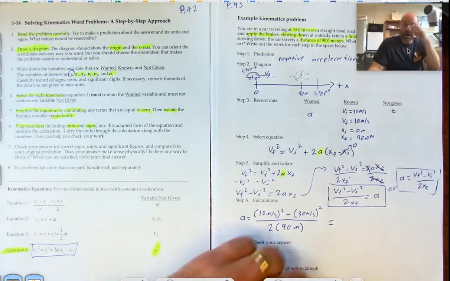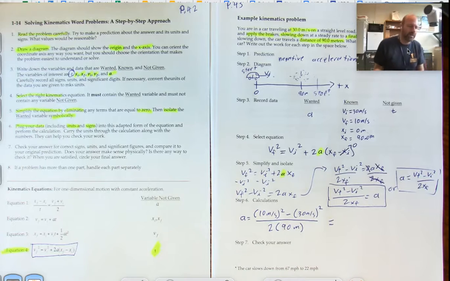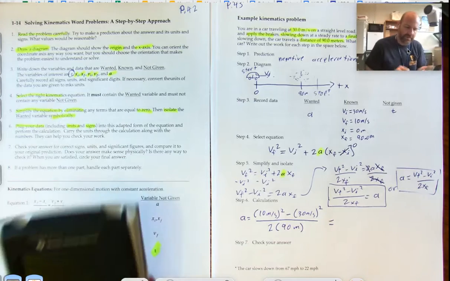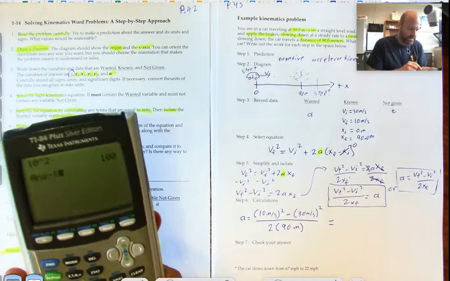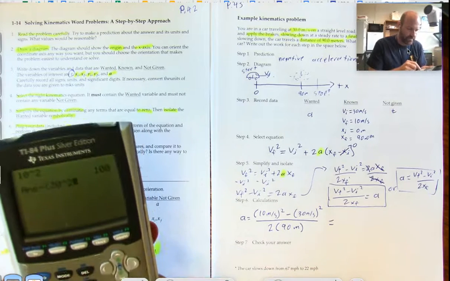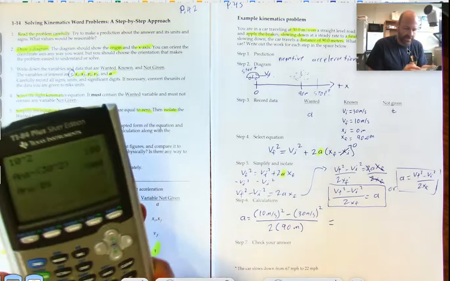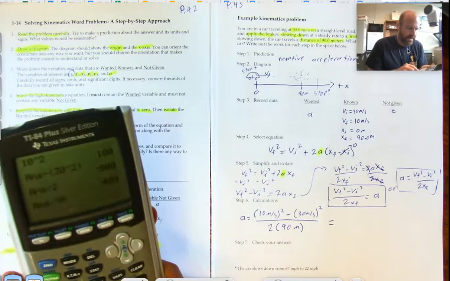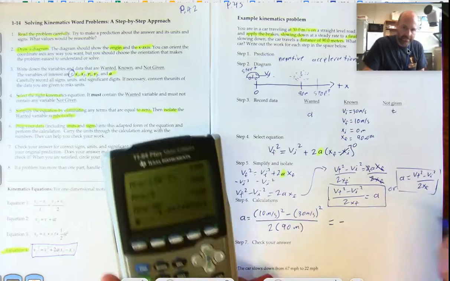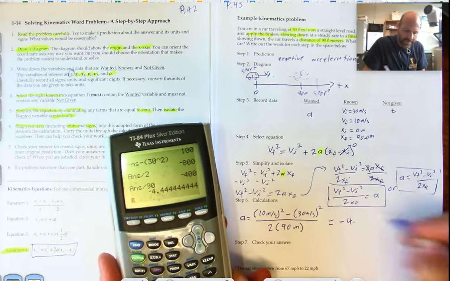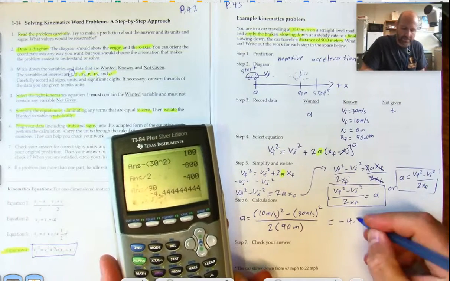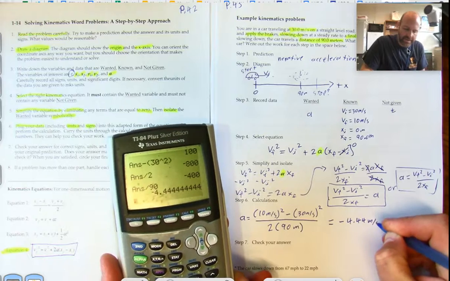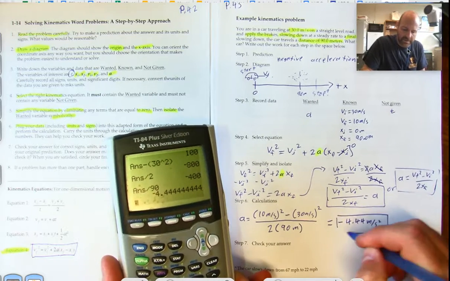And from there, you could carry this out by hand. I usually am one to grab a calculator and then do my calculations. I've got 10 squared minus 30 squared. Then I divide that by 2 and then divide it by 90. And I'm left with negative 4 point something. And if I look at my number of significant figures in my problem, I've got 3 in all of them. So I'm going to go 4.44 meters per second squared because that's the units for acceleration.